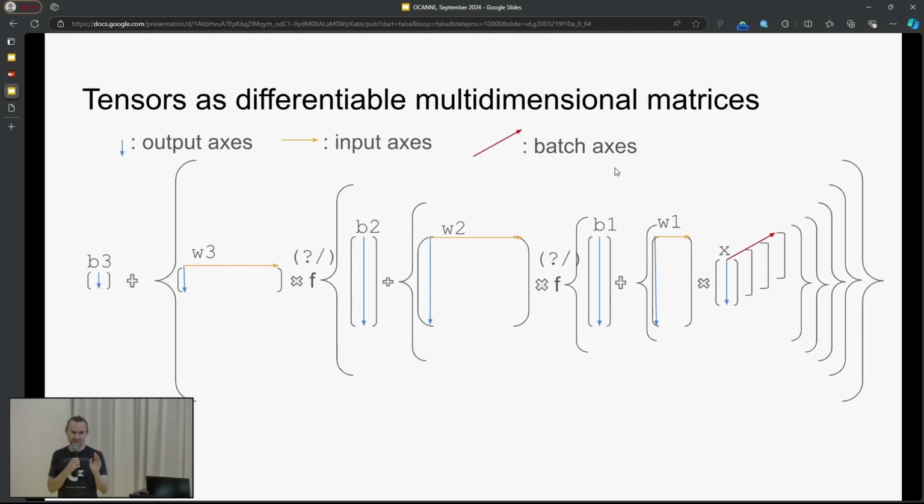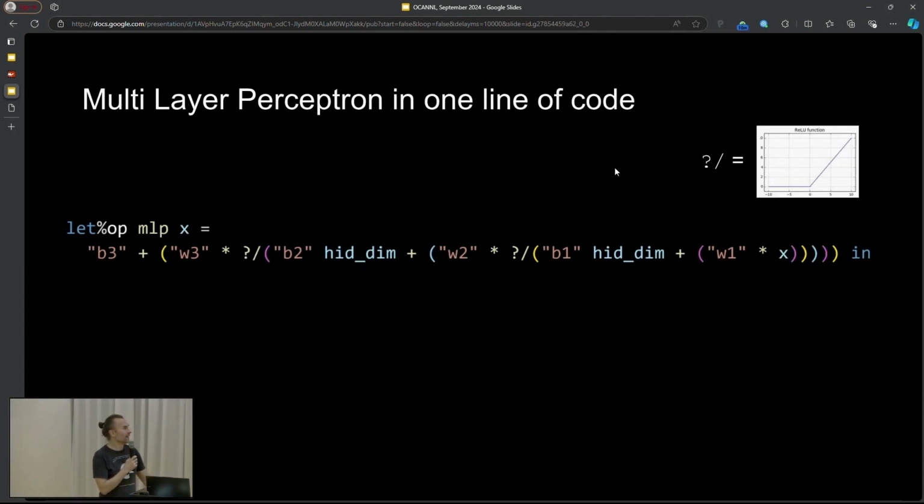In OCANNL, I also introduced batch axes, which replicate a vector or a matrix. And that's how our toy example looks in a single line of code.